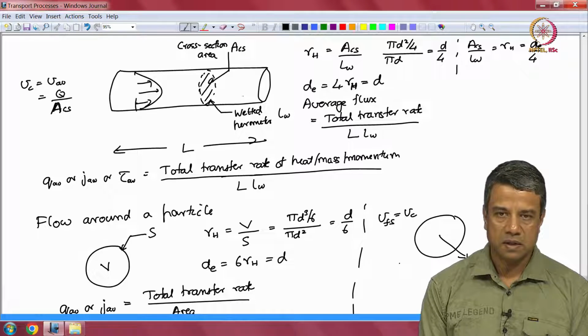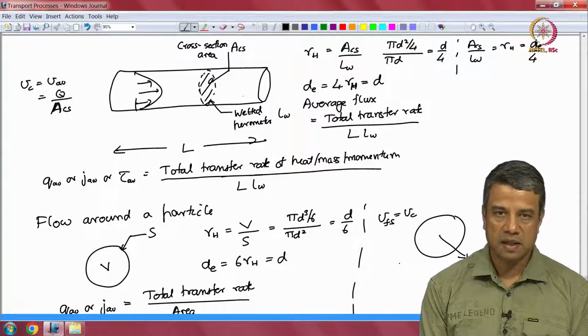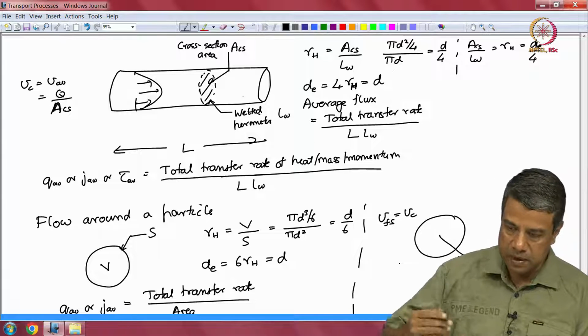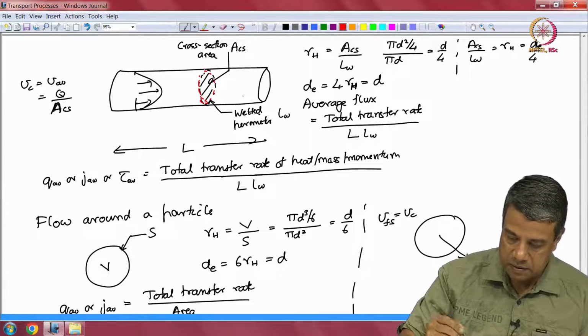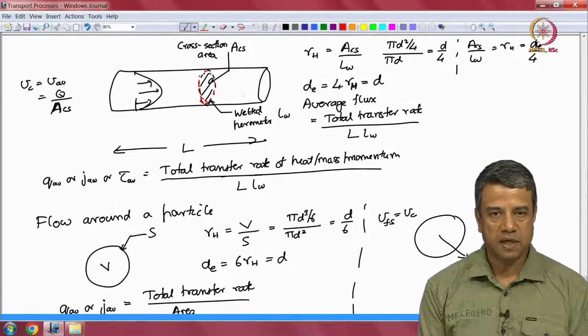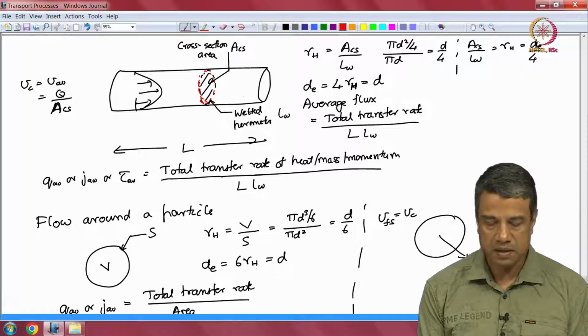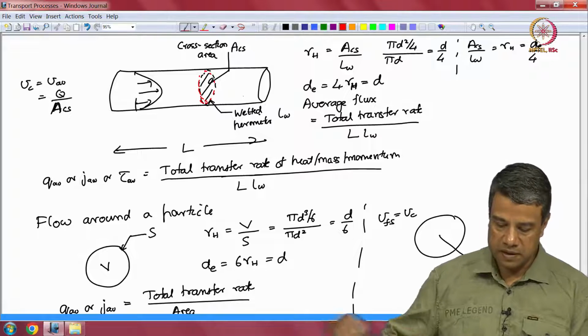Average flux is total transfer rate divided by the surface area. Surface area is the perimeter times the length. It is equal to the perimeter times the total length. That is the surface area. So, the flux for flow within a conduit for mass, momentum or energy is defined as the total transfer rate divided by this surface area.